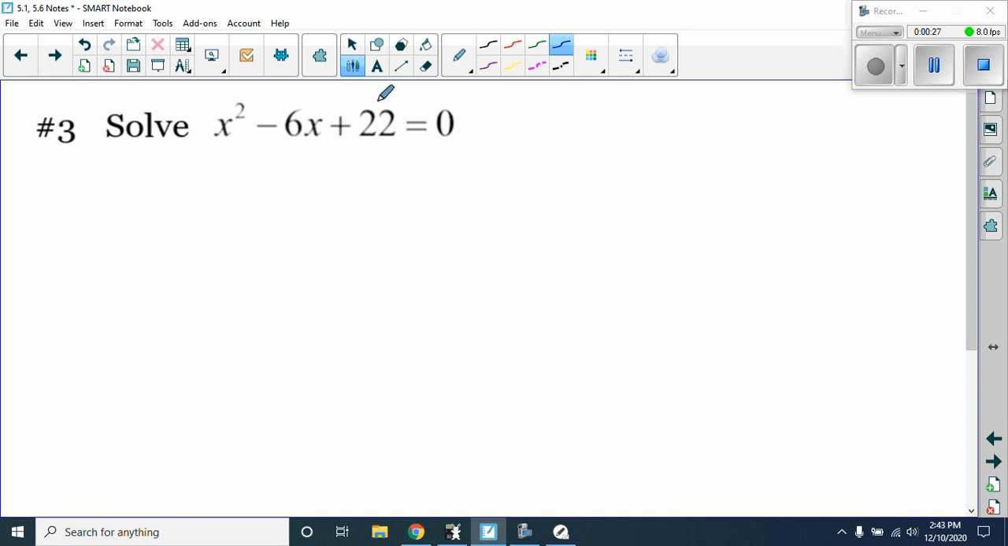We could try to factor it. Numbers that multiply to 22 and add up to -6: 1 times 22, 2 times 11. None of those are going to give me -6, so it's not factorable. So that leaves completing the square or the quadratic formula.